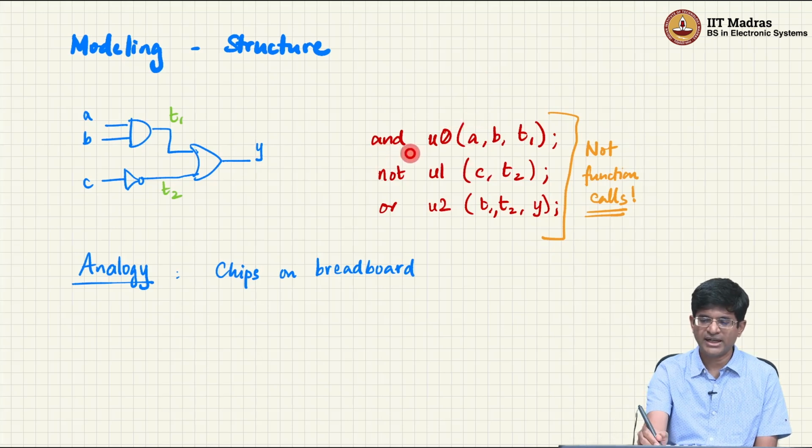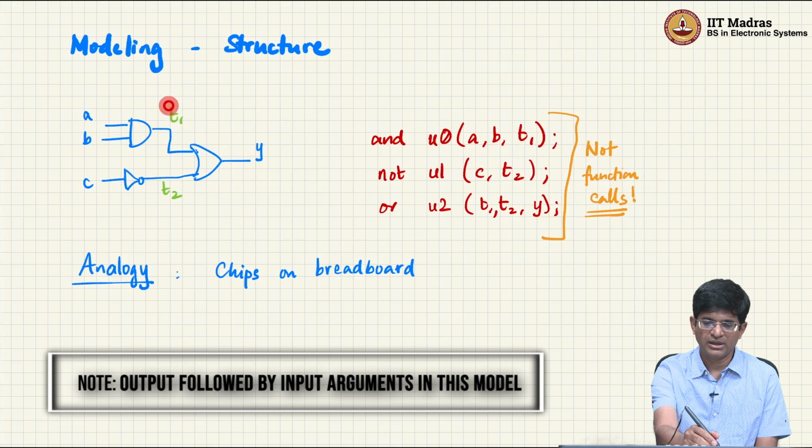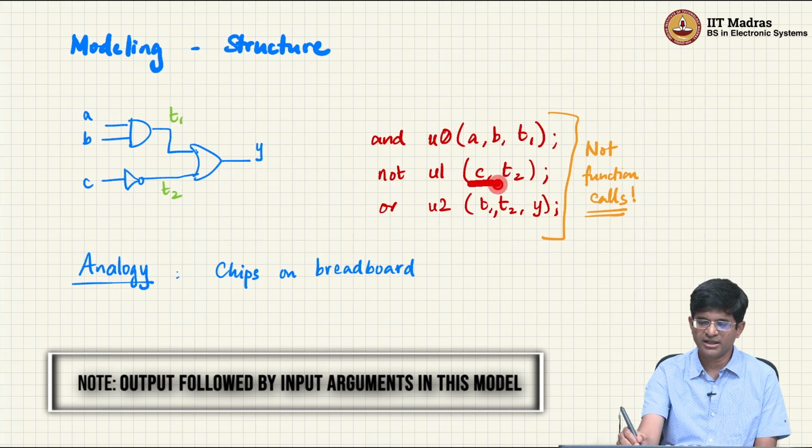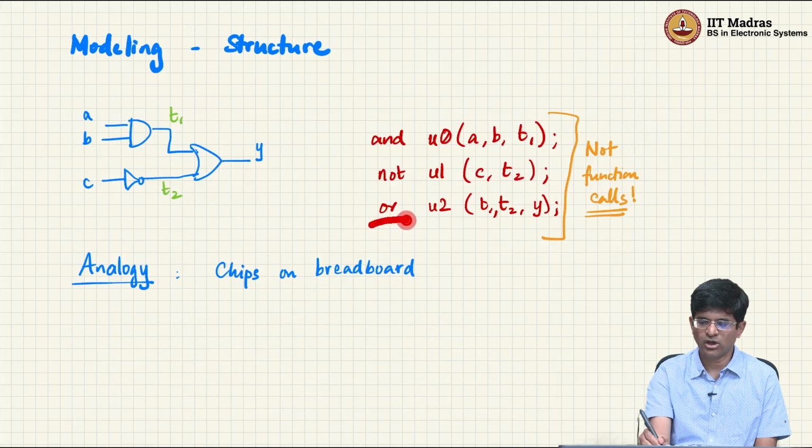What this says is, I have an AND gate which I am calling U0, but the name doesn't matter in this case, which takes two inputs A and B and creates an output T1. T1 is a name I gave to this wire. I also have an inverter, a NOT gate, which I call U1, which takes the input C and creates T2 as an output. And finally I have an OR gate which takes T1 and T2 as inputs and creates Y as the output.